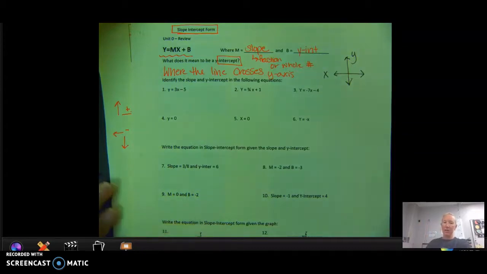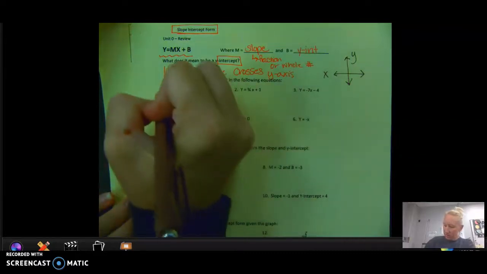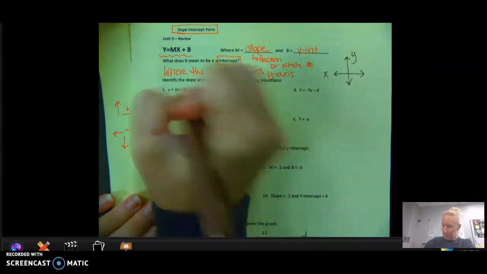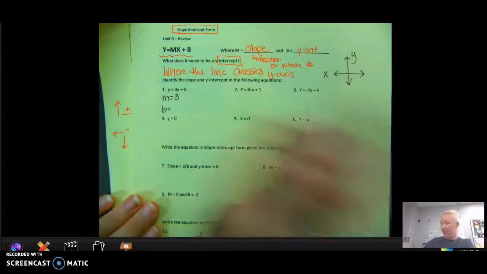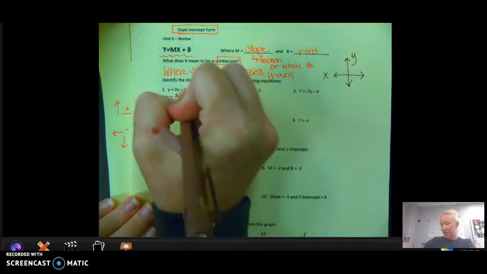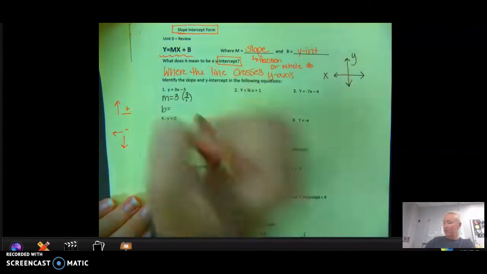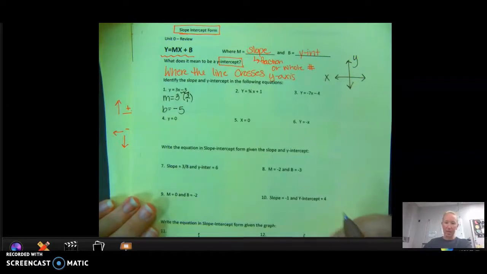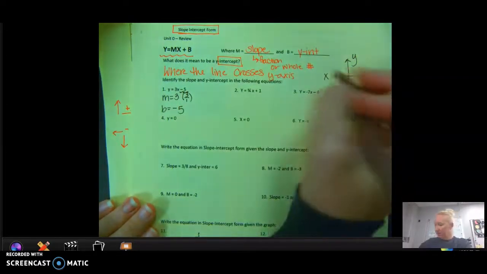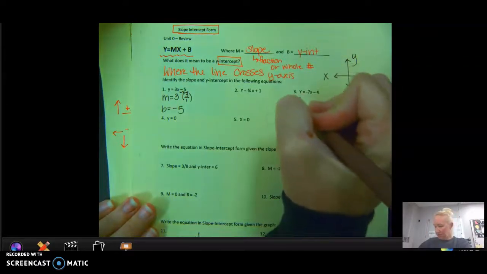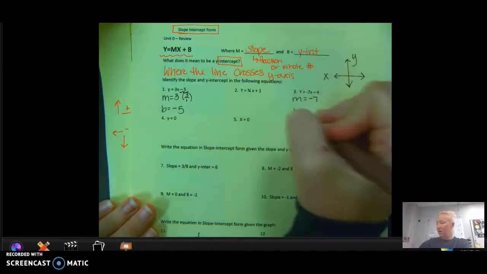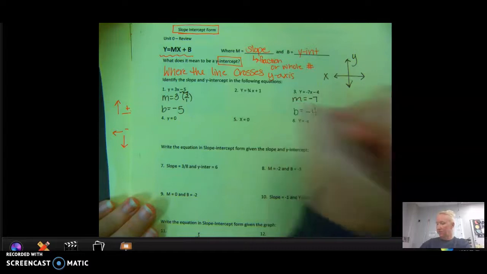Identify the slope and y-intercept in the following equation. So you just have to pull them out. m is slope, b is my y-intercept. m would be 3, so I have a slope of 3. If I wanted to write that as a fraction, it would be 3 over 1. My y-intercept is at negative 5 here. You have to take the sign with it. I'm going to skip over to number 3. My slope here is negative 7. My y-intercept is negative 4.